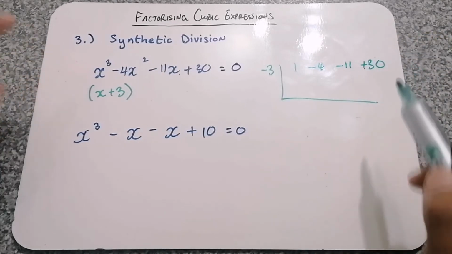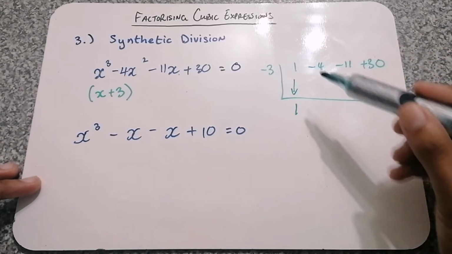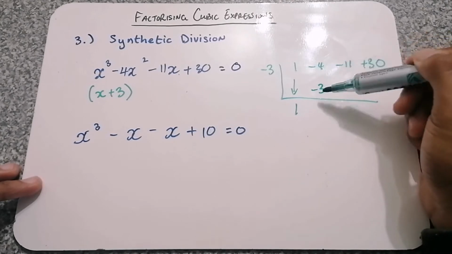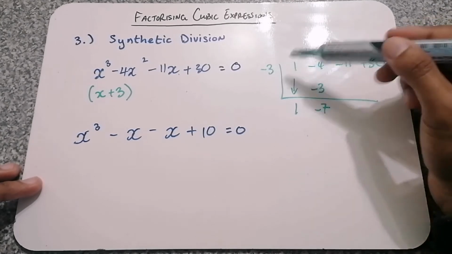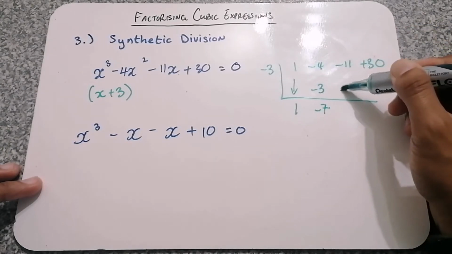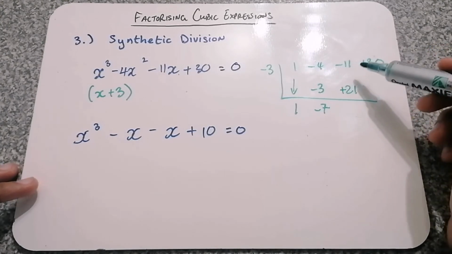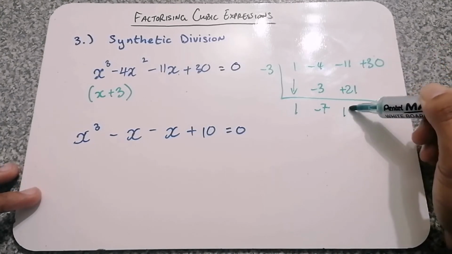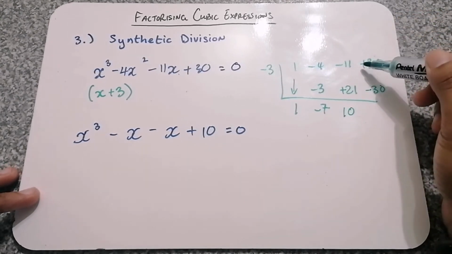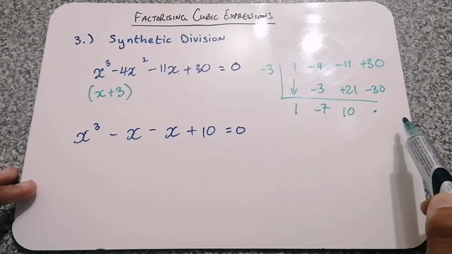You just fill that in the top row. Then the 1, you just bring it down, and now you multiply the -3 with this 1, which gives us -3. Then you add, that gives us -7. Then you multiply again, so -3 times -7 gives you 21. And -11 plus 21 is equal to 10. And then -3 times 10 is -30. And 30 minus 30 is 0. You will always notice that this cancels.